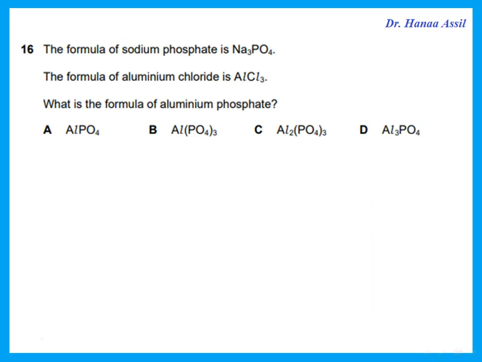The formula of sodium phosphate is this. So this is telling you that the valency of phosphate is 3. The formula of aluminium chloride is this. So this shows that the valency of aluminium is 3. Now, if I want to write the formula of aluminium phosphate, remember, if both of them have a valency of 3, then they cancel each other and we do not write 3 under any of them. So my answer is A.